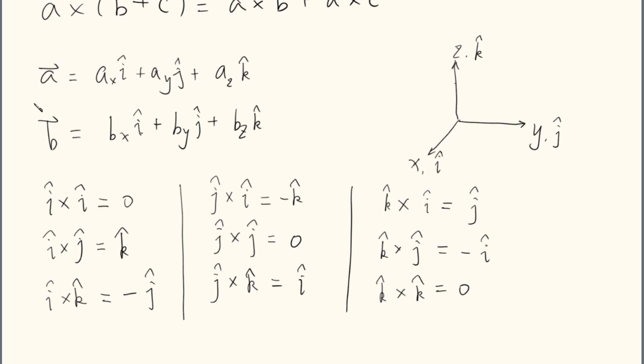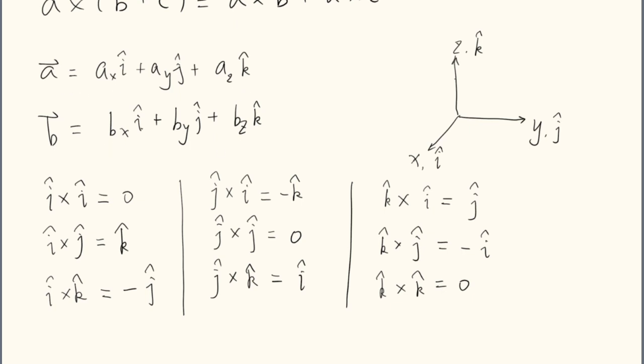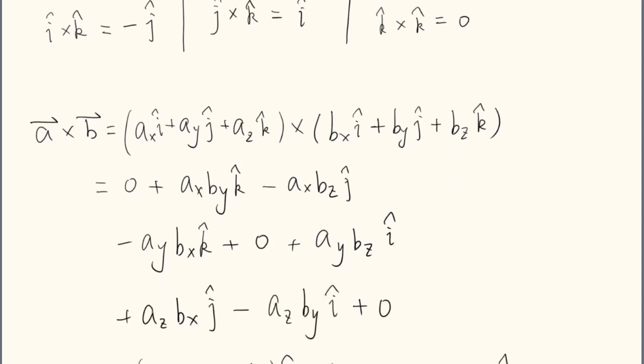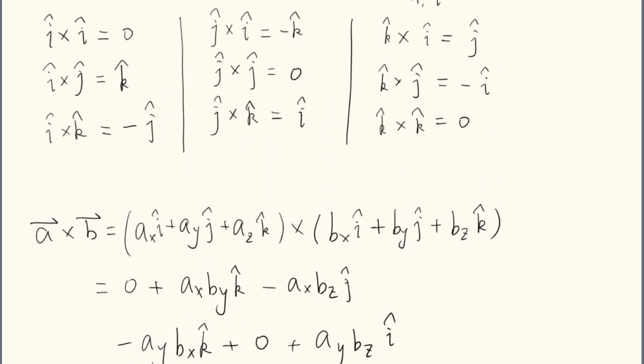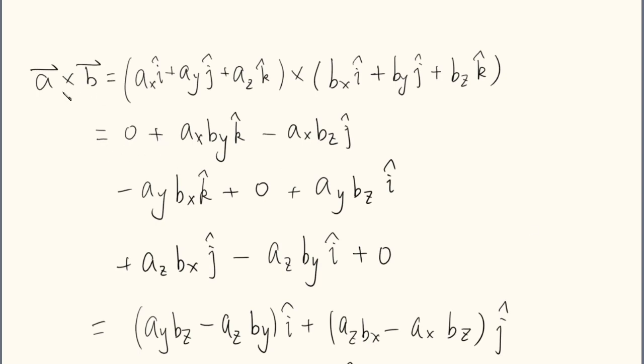You will get these. So vector A is this, vector B is this. Using the distributive law and the results above, we get this, vector A cross vector B. We multiply this by these three parts one by one, and this by these three, and this by these three, and we will get this. And then the result is this.